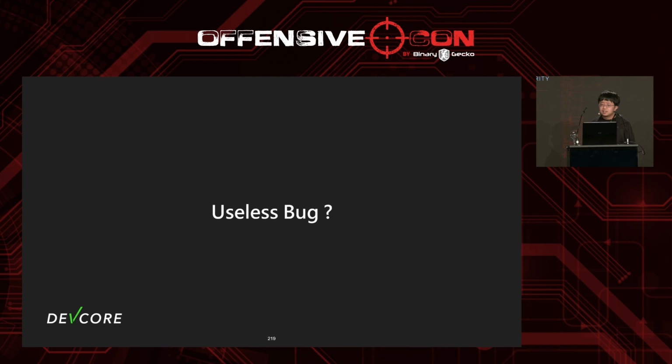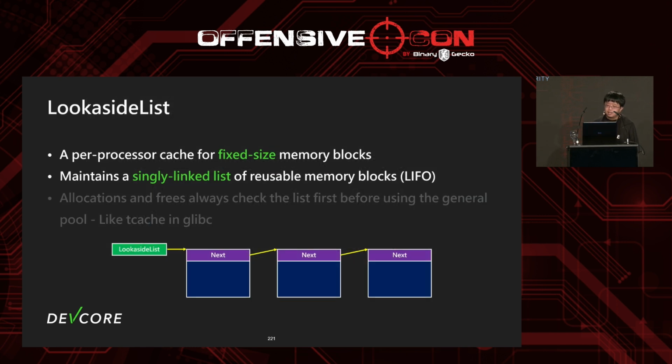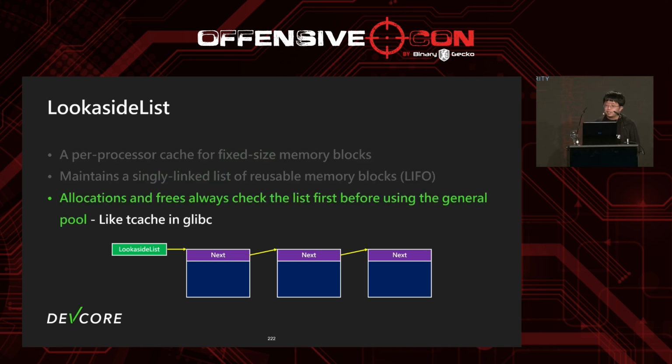At first glance, this might seem like a useless bug, just a minor memory alignment issue. But what happens when that misaligned buffer meets the lookaside list? Lookaside lists are per-processor caches optimized for fixed-size memory blocks. It uses a simple singly linked list. Allocation and free always check the list first before using the general pool. That means when we allocate a frame buffer, it will be taken from the list. And when we release a frame buffer, it will be inserted back into the list.